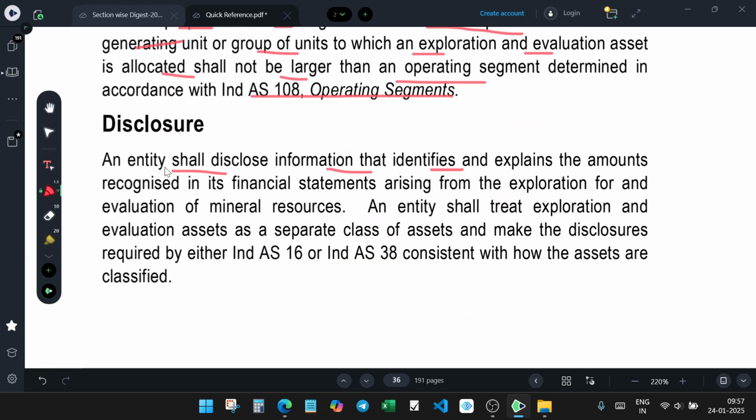Disclosure. An entity shall disclose information that identifies and explains the amounts recognized in the financial statements arising from the exploration for and evaluation of mineral resources. You need to show this amount as being considered an asset. Why are you calling it an asset? Because it is done prior to exploration, for planning, for bringing in the consultant and the technician. All these expenses you need to book as an asset.